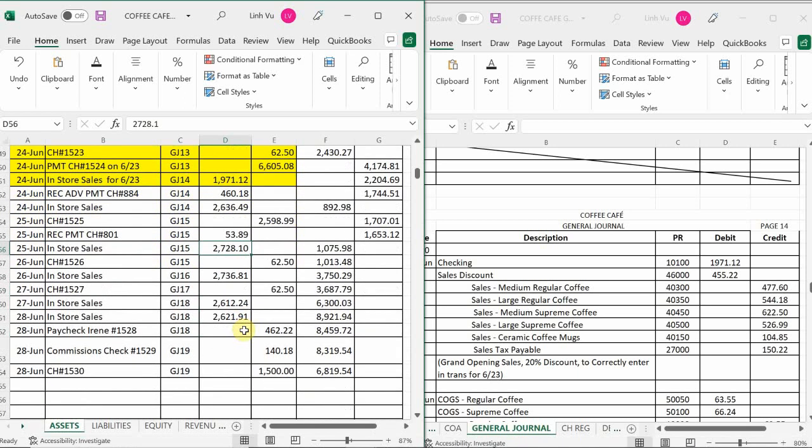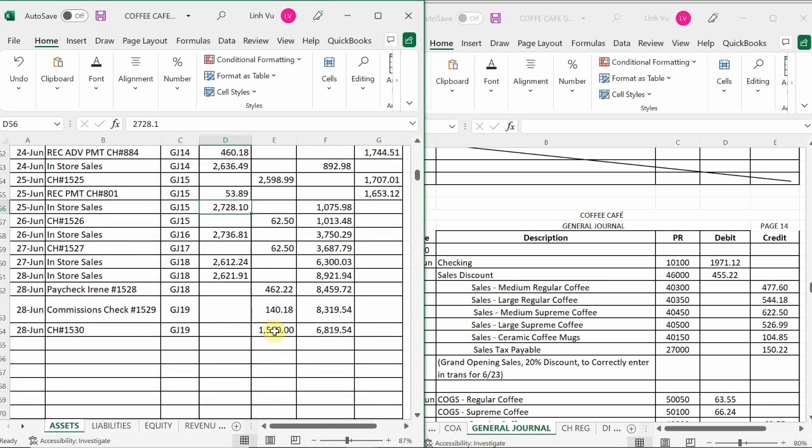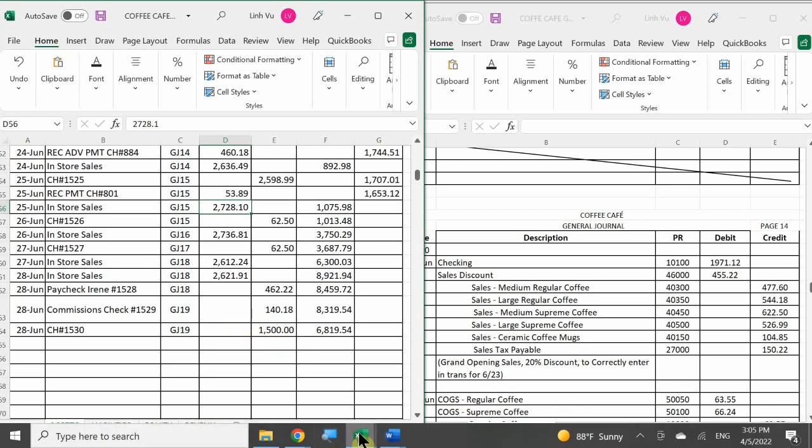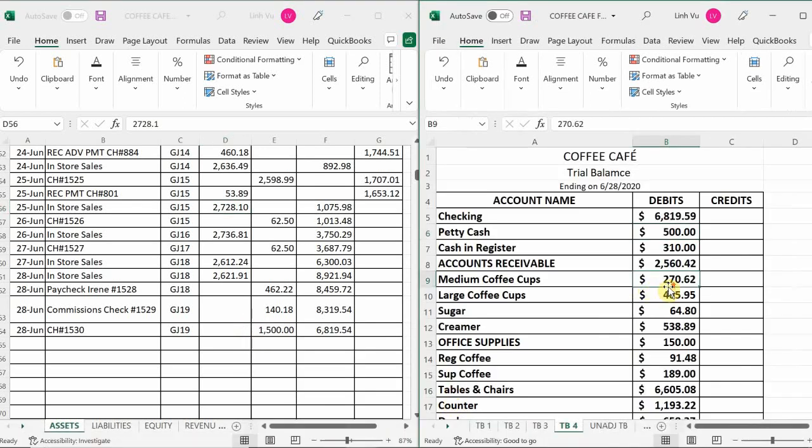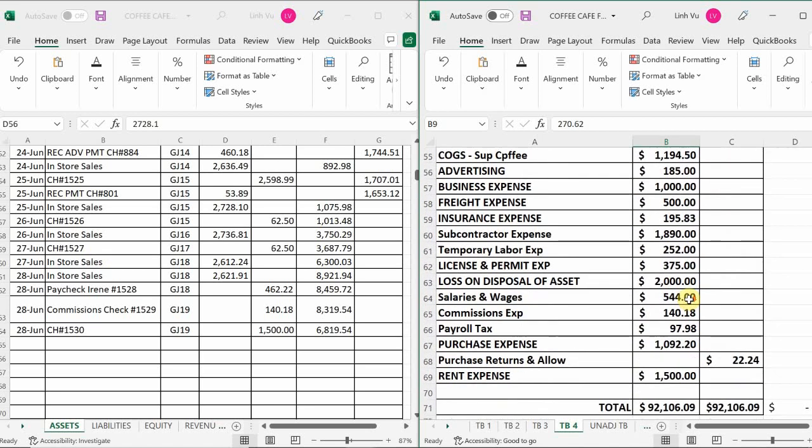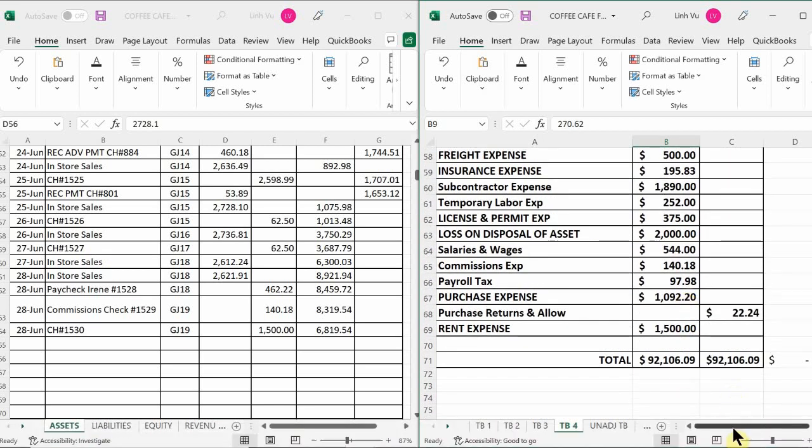So then now I should have a total of 1819.54. 68.19 and 54 cents. So there you go. Now I'm actually even now. Okay. 0 cents. So you should have $92,106.09 on the left with a 92,106.09 on the right. All right.